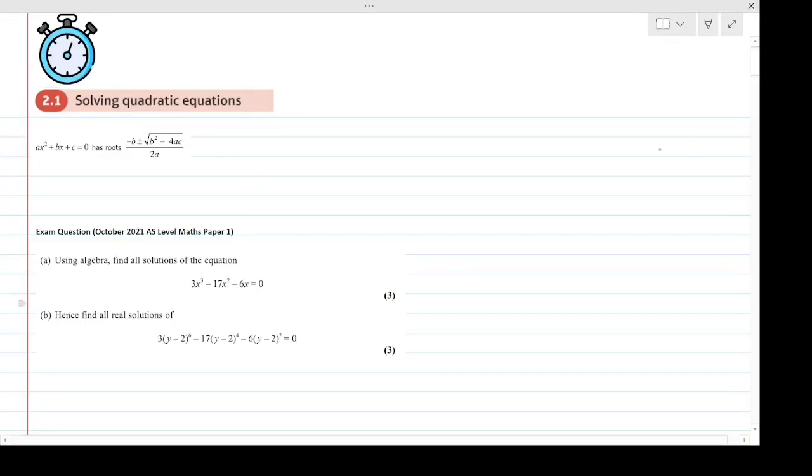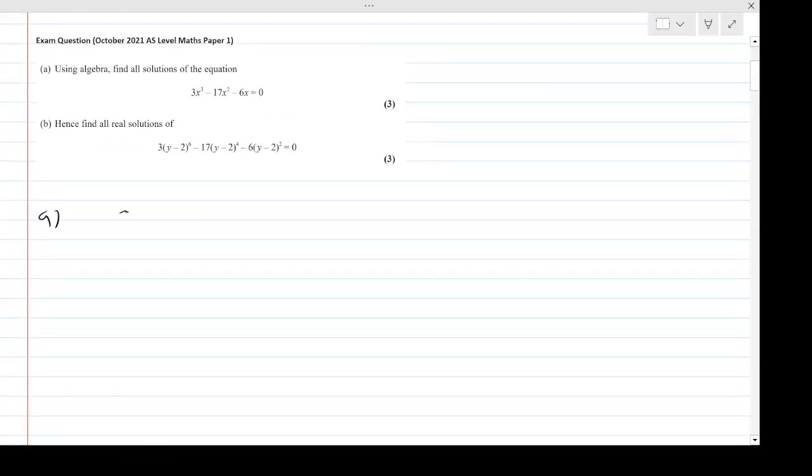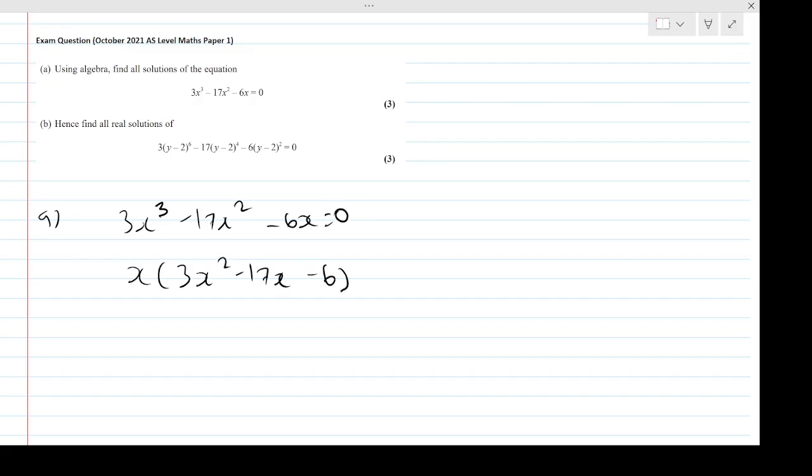Hello, so we need to be able to solve quadratic equations and disguised quadratic equations by factorising or the quadratic formula, as shown now. So for example, here we need to first solve 3x cubed minus 17x squared minus 6x equal to 0. I can factor an x out to get x(3x squared minus 17x minus 6) equals 0. So that means x equals 0 or 3x squared minus 17x minus 6 is equal to 0.